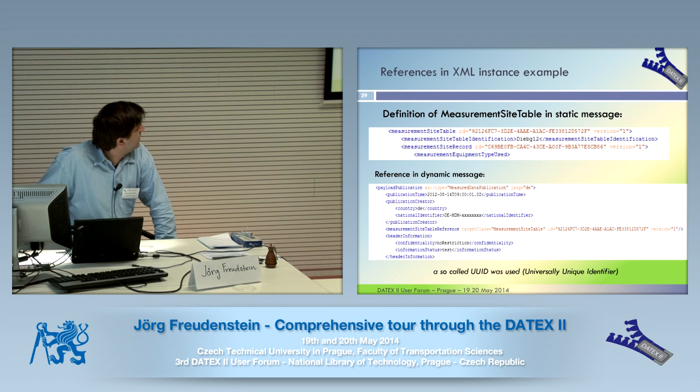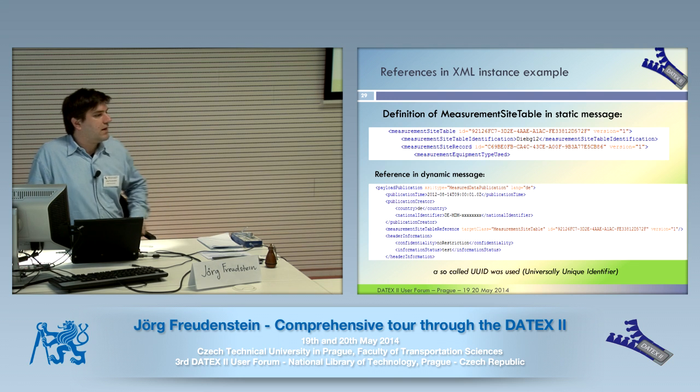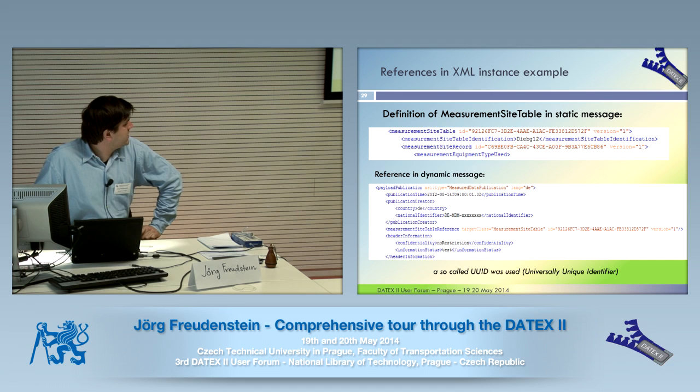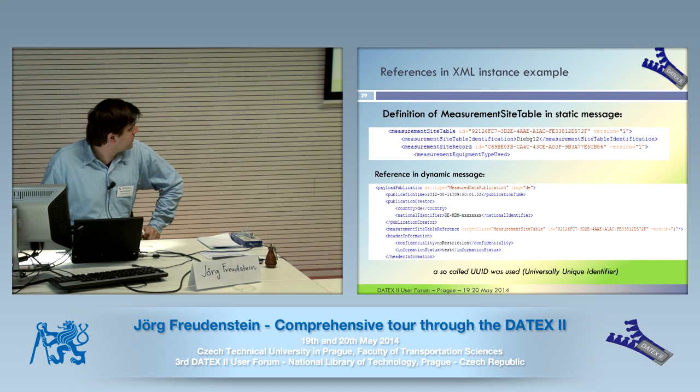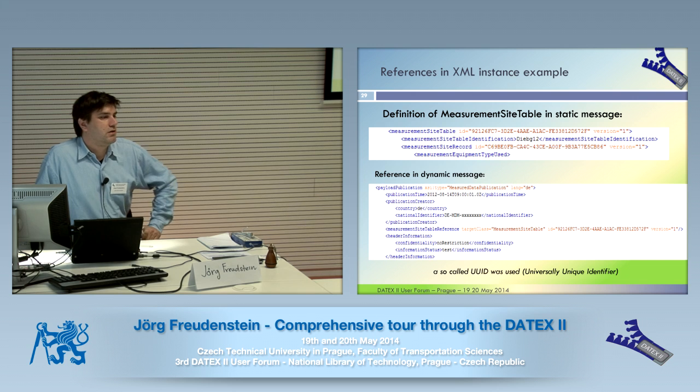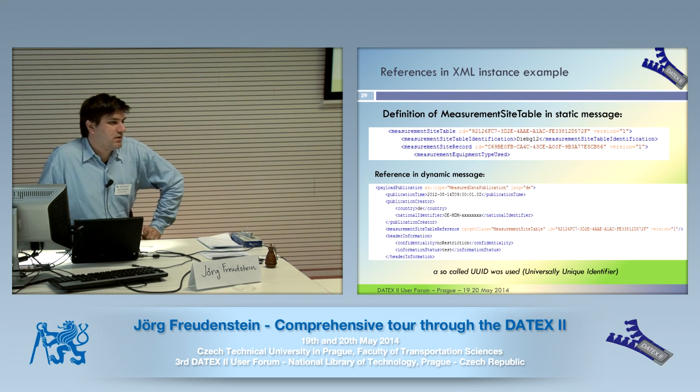The same here with the measurement side record. It has another ID. And to reference it in the dynamic message, you can say, this is my measurement side table reference, and you reference the class measurement side table with this ID, which is exactly this ID. That means when some client computer gets this dynamic message with this information, he knows, okay, I have to look for a class measurement side table with this ID. And hopefully he has something like a database, looks in it if he has received such a static message before. And if not, he might have to ask his server to deliver this static class, for example.